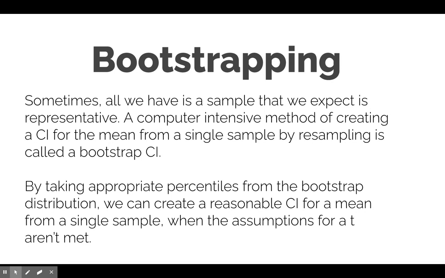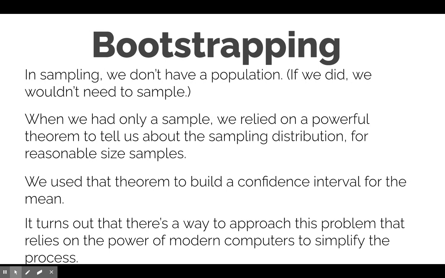And what it does is it takes appropriate percentiles from a bootstrap distribution and it calculates reasonable confidence intervals for a mean from that single sample. And you do this when the assumptions for a t distribution are not met. And so in sampling, you don't have a population. If we did, we wouldn't have to sample. When we only have a sample, we rely on this powerful central limit theorem to tell us about the sampling distribution for reasonable sample sizes. We then use that theorem to build confidence intervals for the mean.